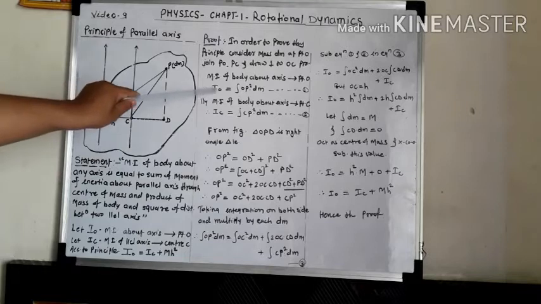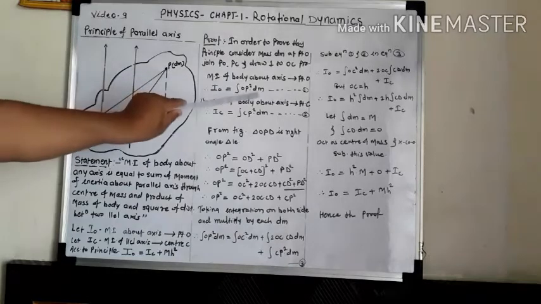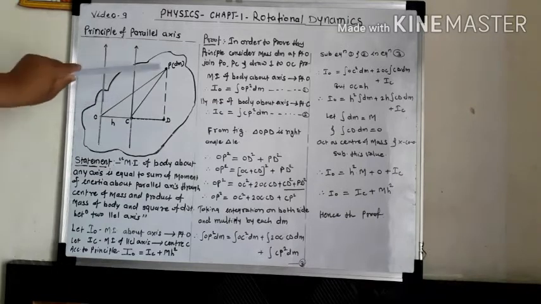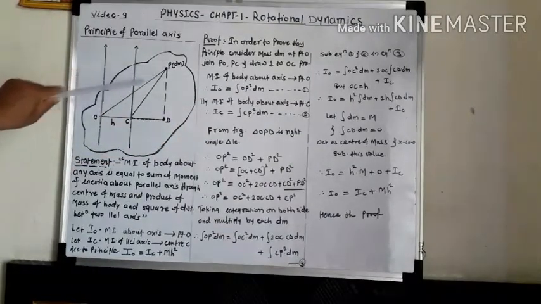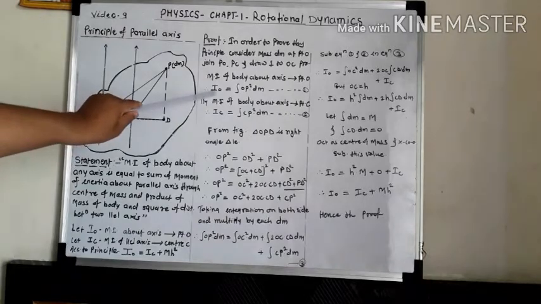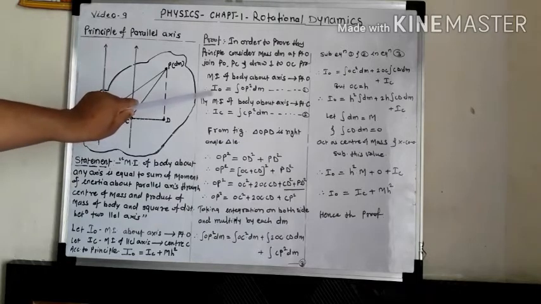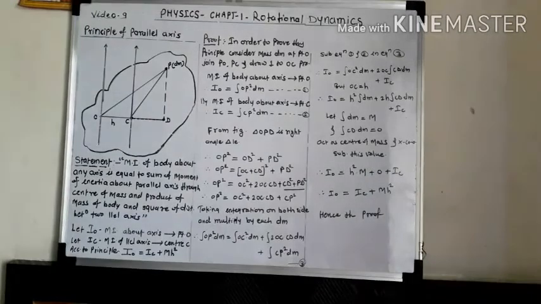This I is nothing but the moment of inertia about the point O. The moment of inertia is the product of mass and the square of distance. Here the mass is dm, and the square of distance is OP square. That means by the definition of MI, it is the product of mass and square of distance. Therefore, we can write the moment of inertia of the body about an axis passing through the point O is given by IO is equal to integration of OP square dm. Suppose this is equation number 1.